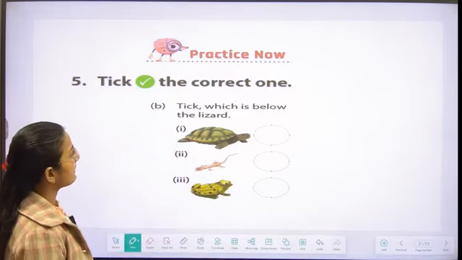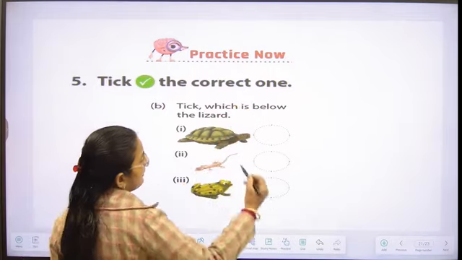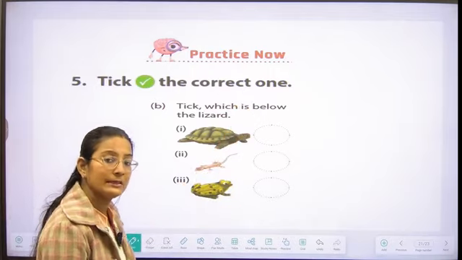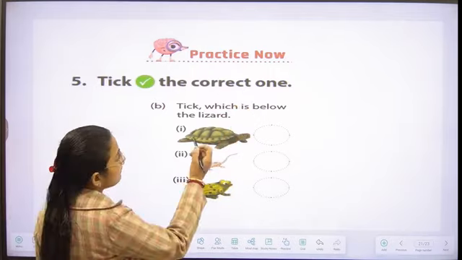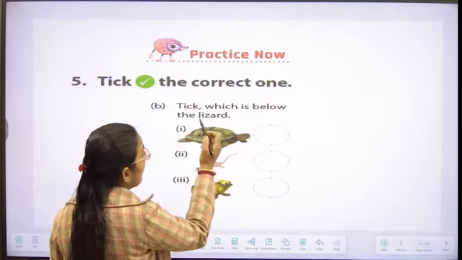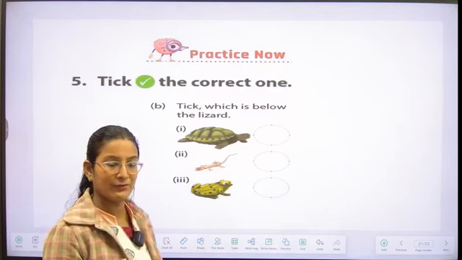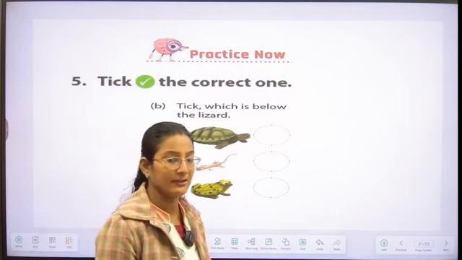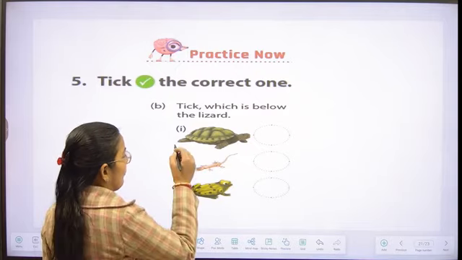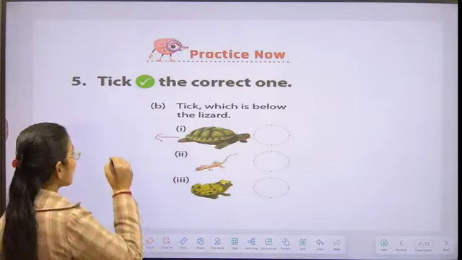Read the question with me, kids. Tick the correct one. Again, we have to tick the correct one. Read the question. Tick which is below the lizard. अब इस पिक्चर में सबको lizard दिख रही है. Everyone is able to see the lizard. Very good. Who is he? This is, yes, tell me, tortoise.